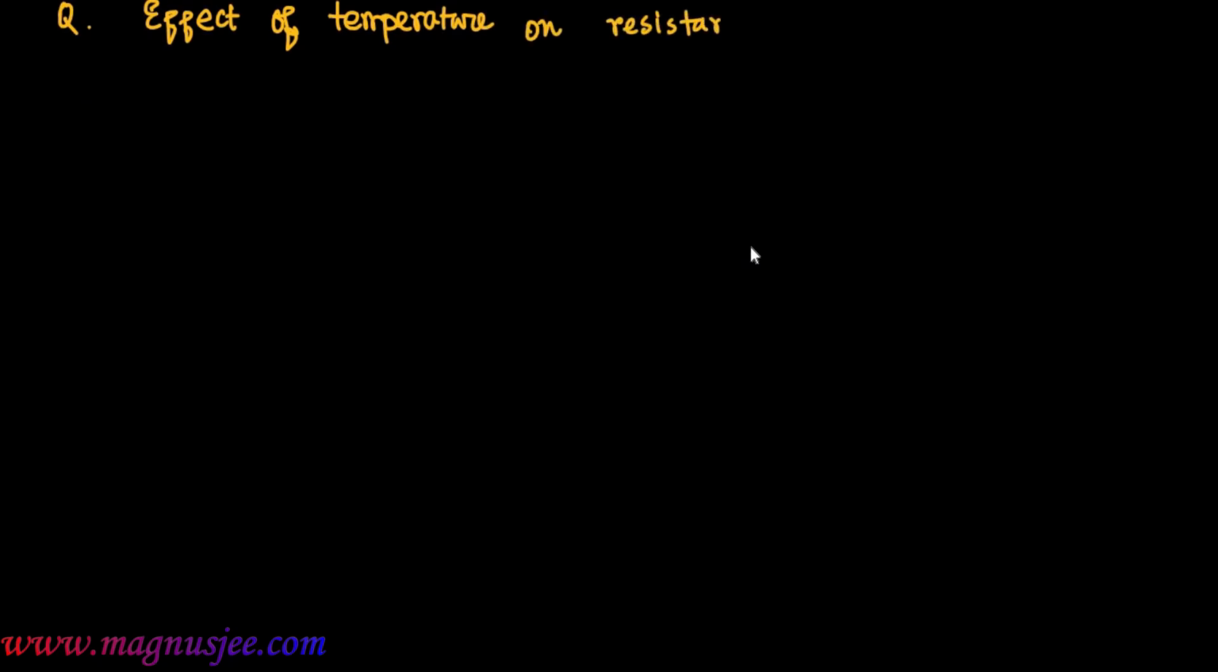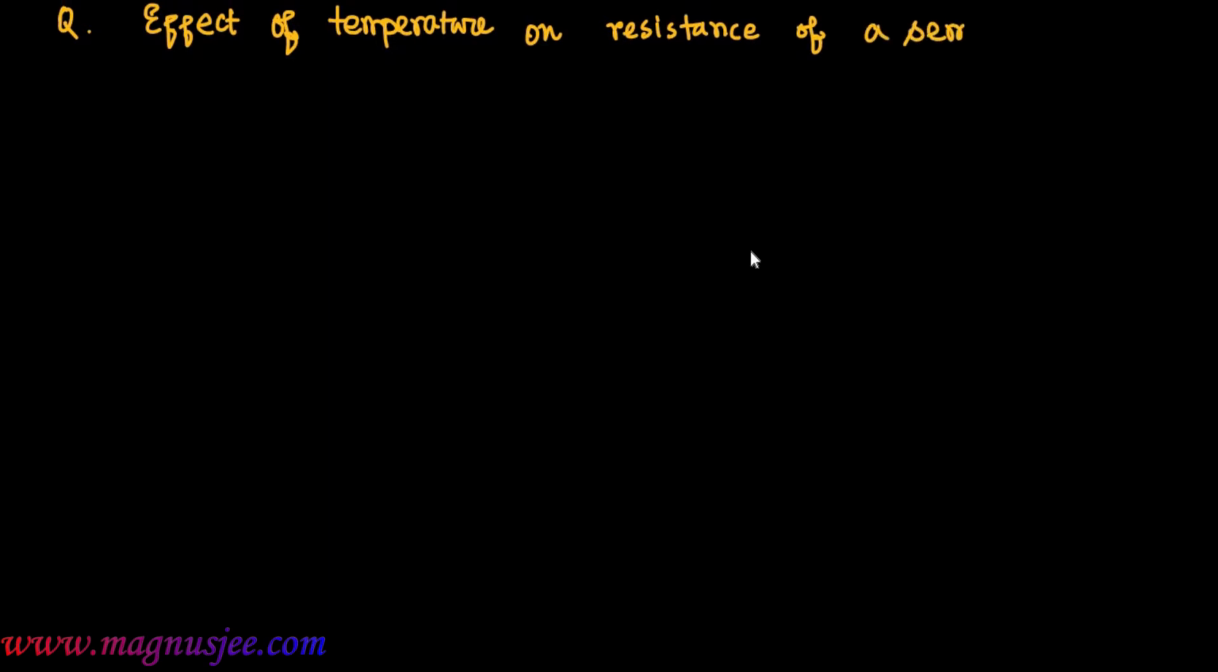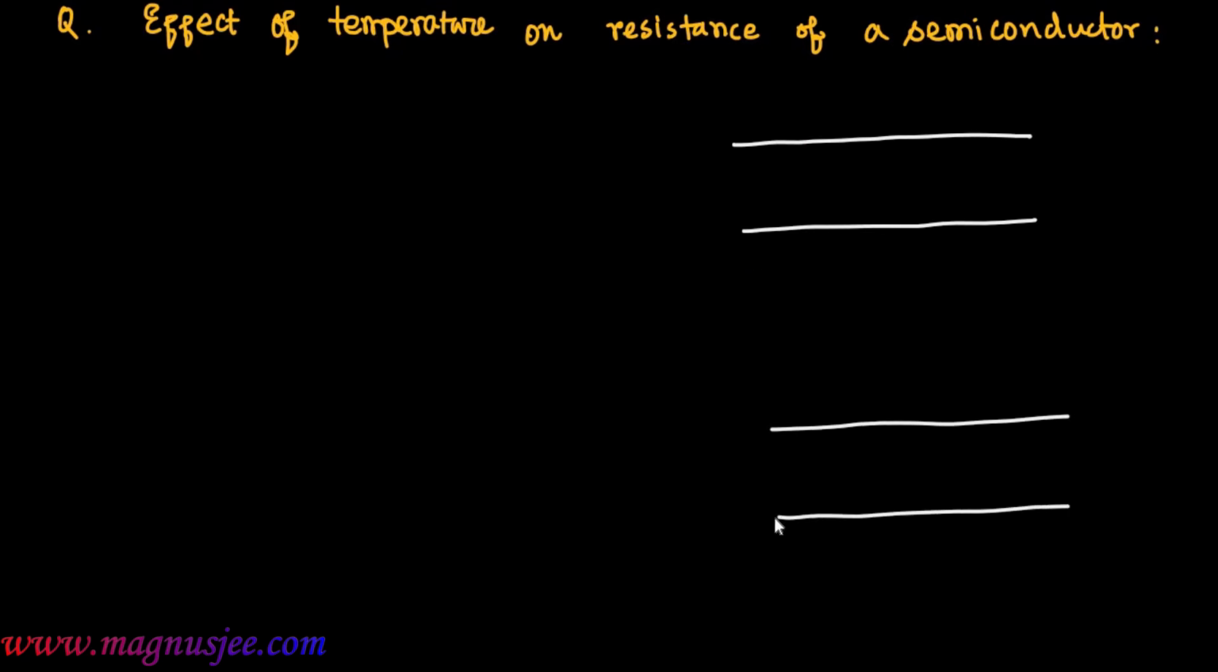What is the effect of temperature on the resistance of a semiconductor? We can draw the conduction band and valence band of a semiconductor. The higher energy band is known as the conduction band, and the lower energy band is known as the valence band, or VB. There will be a number of valence electrons in the valence band. Few valence electrons will jump from the valence band to the conduction band.